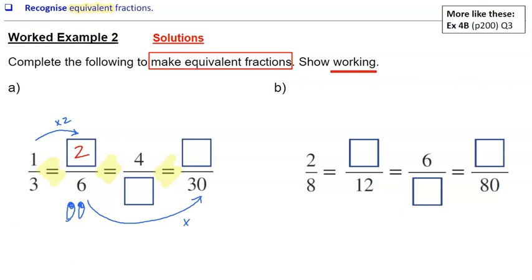Look at the denominator here and here. 6 times 5 gives 30. Look at the numerators. 2 times 5 will make 10. That's another equivalent pair.